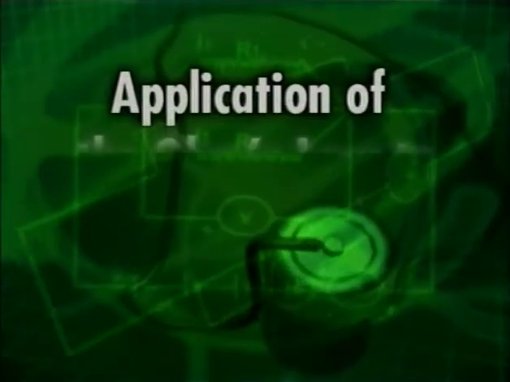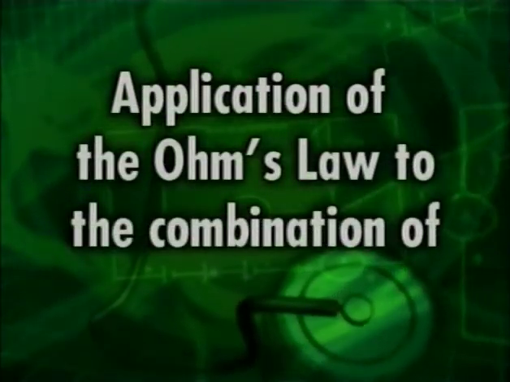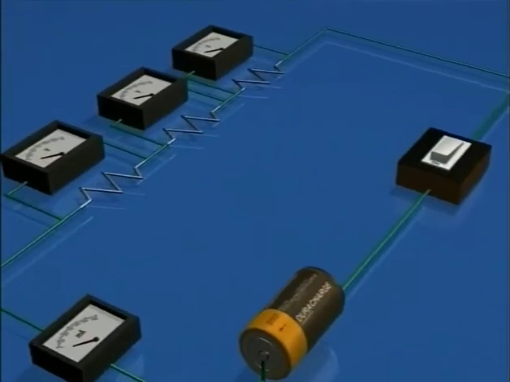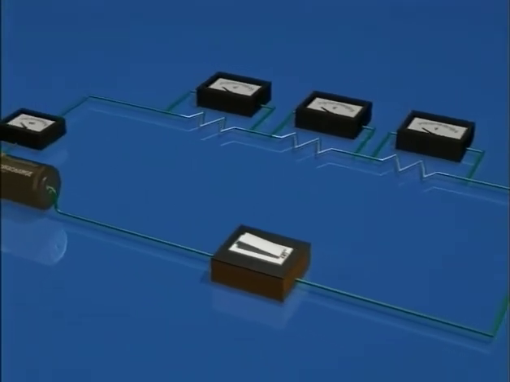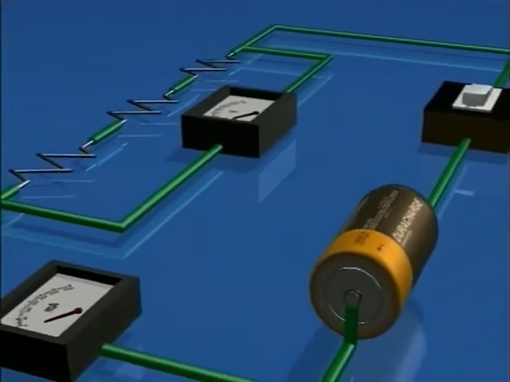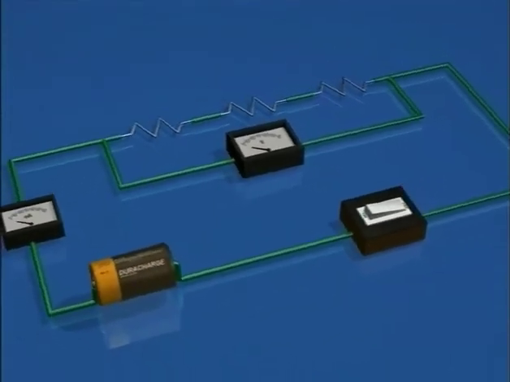Application of Ohm's law to the combination of resistances. So now we have seen that resistances can be connected either in series or they can be connected in parallel. But what is the equivalent resistance of such a combination in an electric circuit? This can be calculated by using Ohm's law. In the electric circuit, let I be the current through the circuit. As we already know, the current through each resistor is also I.